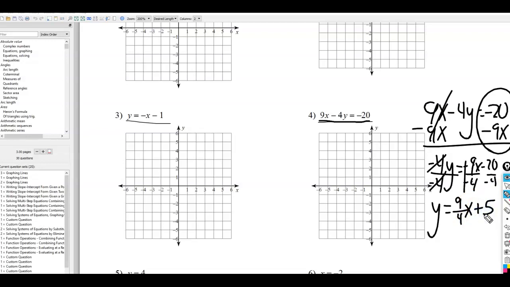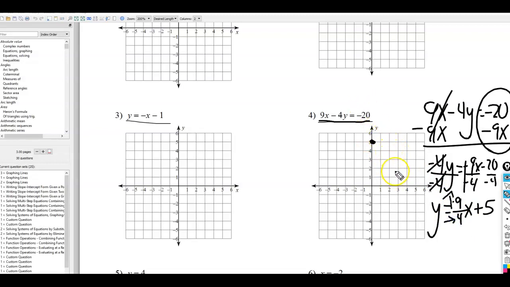And now we'll just graph it the same way we graphed the last 3. So that's kind of the new part to this problem. Knowing how to get that y by itself so it's in the right form to graph. So we would start at 5, and we would go up 9 and over 4. Now, this one's kind of a pain, because it says to go up 9 and over 4, but the problem is that I can't go up 9 because my graph runs out.